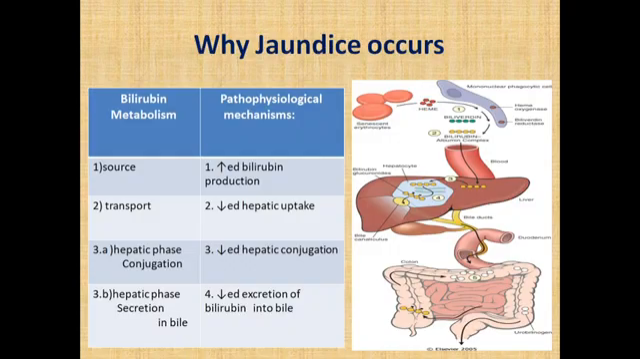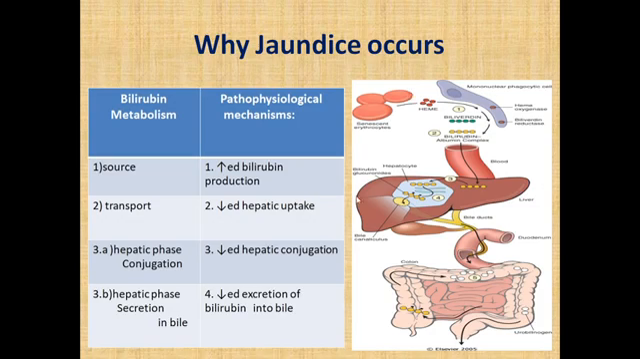Now, why does jaundice occur? Here are the steps of bilirubin metabolism, the pathophysiological mechanism, and here the figure shows the bilirubin metabolism. First step is increased bilirubin production from the source. These are the senescent RBCs or ineffective erythropoiesis in case of thalassemia. There is ultimately increased bilirubin production from the source, which is the first step. It leads to unconjugated hyperbilirubinemia.